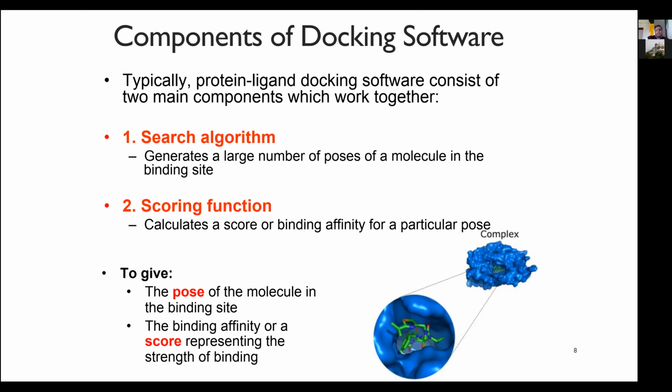So for the evaluation, there will be another component which is called the scoring function. Now it calculates a score or binding affinity. This score represents the binding affinity of the ligand to the target protein or at the active site. Okay, so basically the search algorithm gives the pose of the molecule, and the scoring function gives an estimate of the strength of binding of the ligand molecule in the active site.